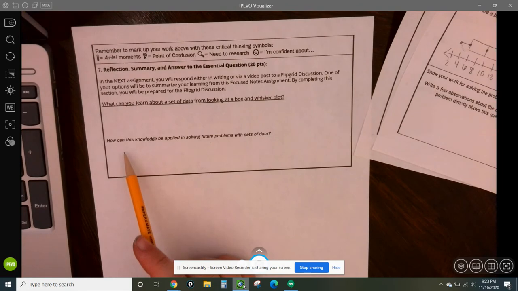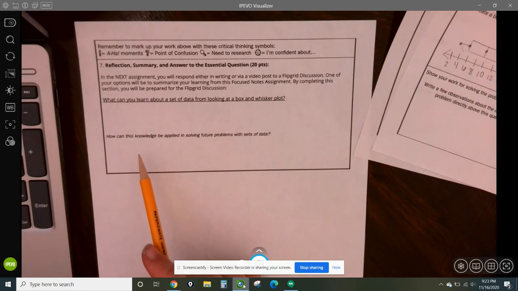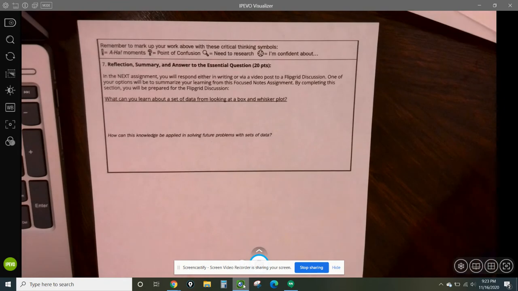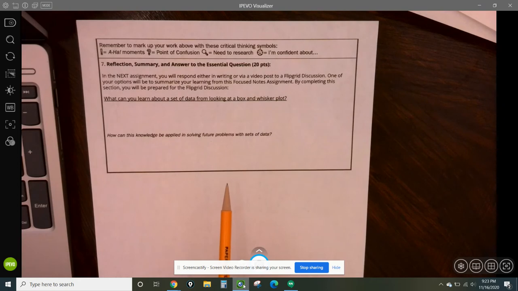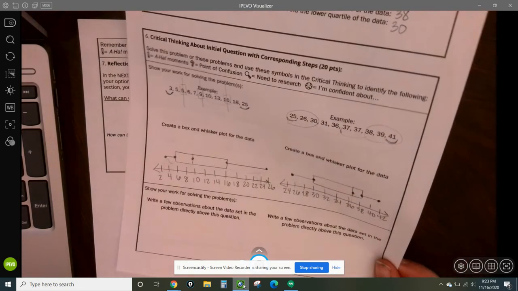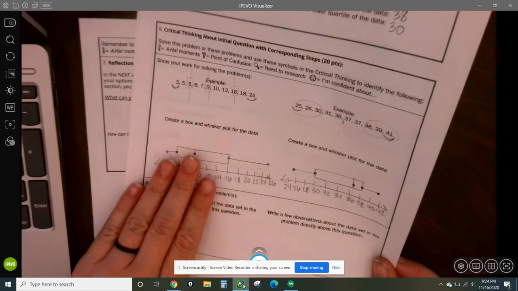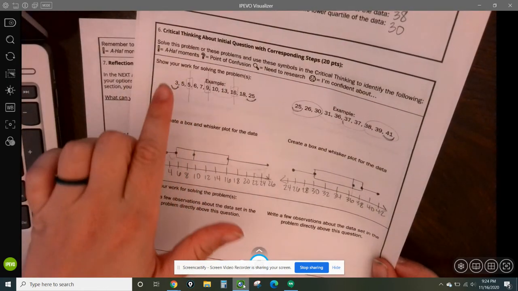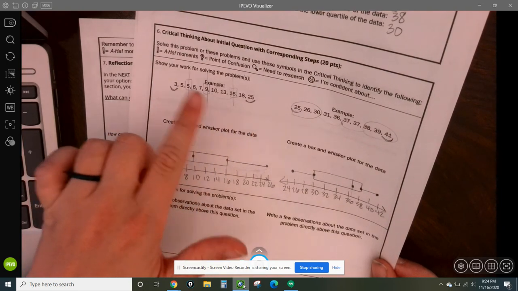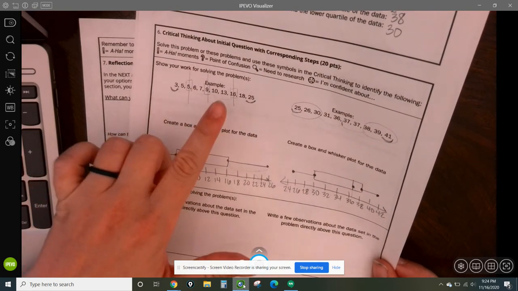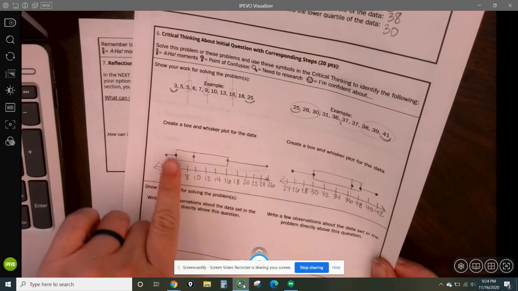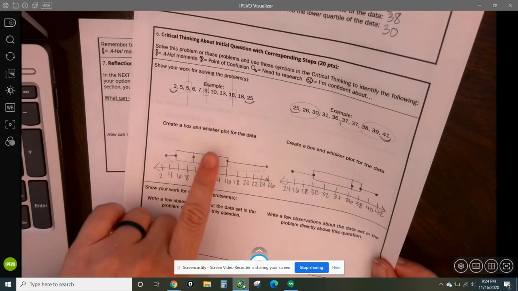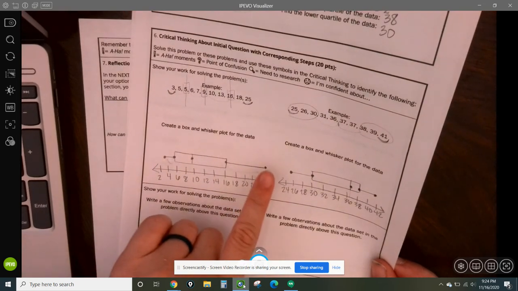Next, how can this knowledge be applied in solving future problems with sets of data? So what I would write here is probably something about how you could use a box and whisker plot to have a visual representation of a set of data. The whole point of a box and whisker plot is to be able to look at this picture and get an idea of what the numbers themselves looked like. Sometimes, especially if you had a list of like, say, 100 numbers, that's really hard to look at 100 numbers. But if you look at the picture, you can get a feel for what the numbers were like. Were they really close together and had a small whisker? Did they have a big whisker because they had a big outlier?